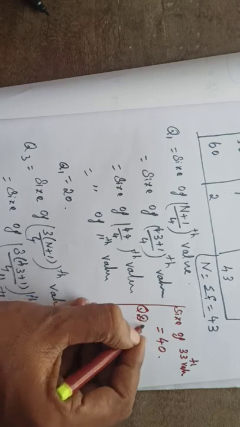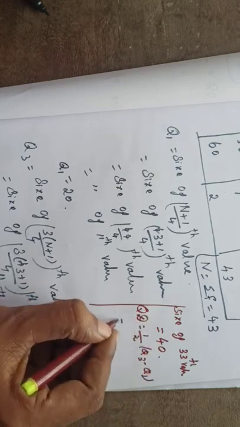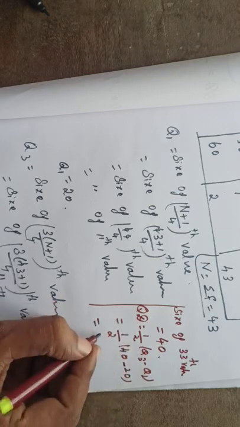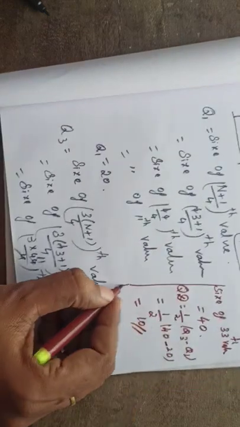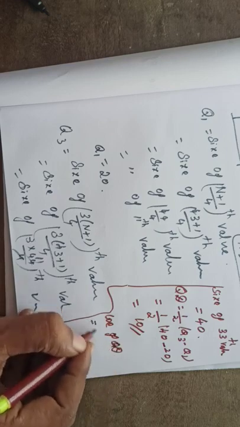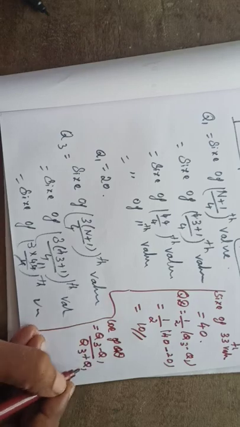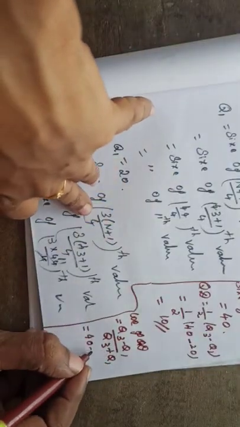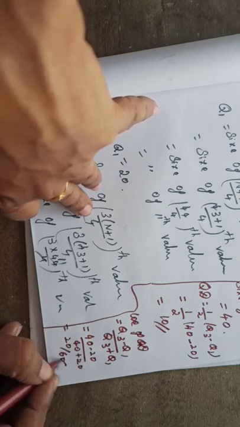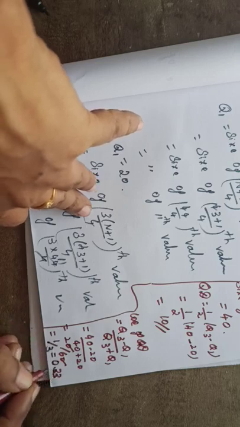So what's the formula for QD? Half into Q3 minus Q1. That's equal to half into 40 minus 20. What will you get? 10. Correct? Then coefficient of quartile deviation, what's the formula? Q3 minus Q1 divided by Q3 plus Q1. Substitute there. 40 minus 20 divided by 40 plus 20. So 20 by 60. So 2 by 6 means 1 by 3. That's equal to 0.33. Understand?